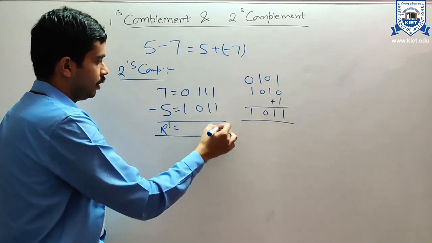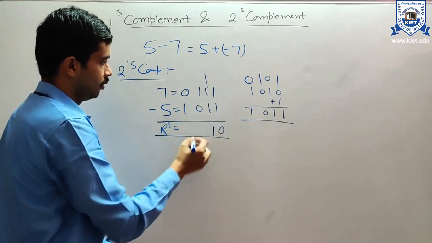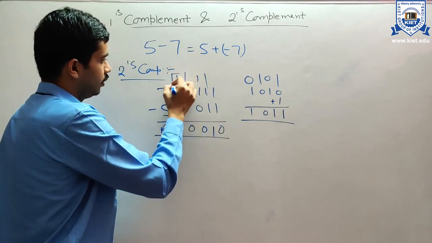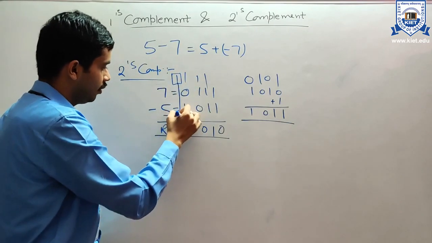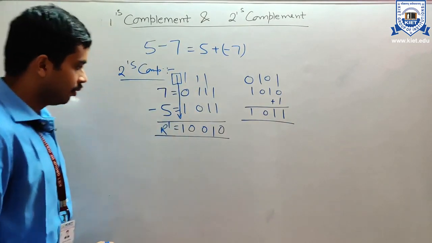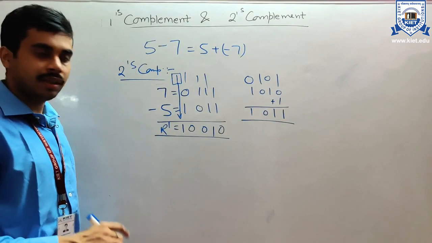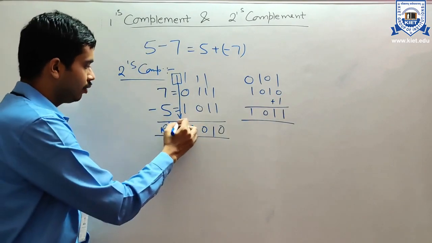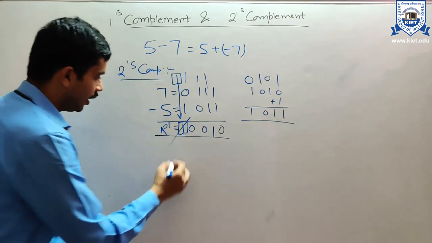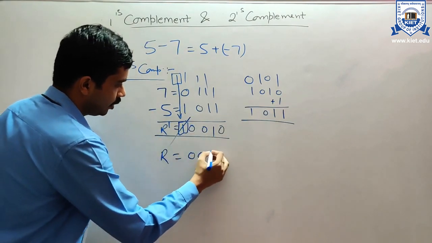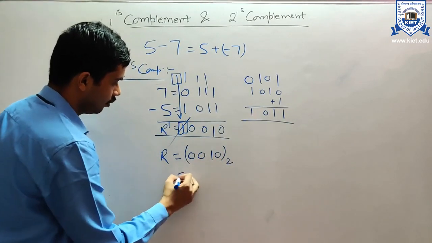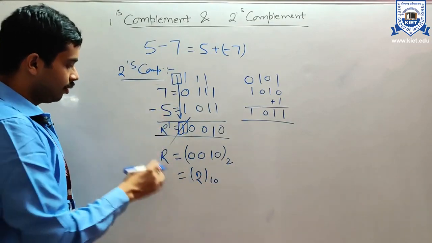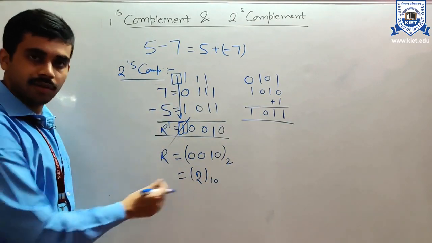Okay, so 1 1 0 1 1 1 1 1 1 0 1 1 0, and you can see the end carry is generated. We will put it here. Now what will we do in case of 2's complement? In case of 1's complement we were writing this in the result, but in 2's complement we will simply discard it, and the final result will be 0 0 1 0 base 2, or you can say 2 base 10. Okay, so you can clearly see 7 minus 5 will be 2.